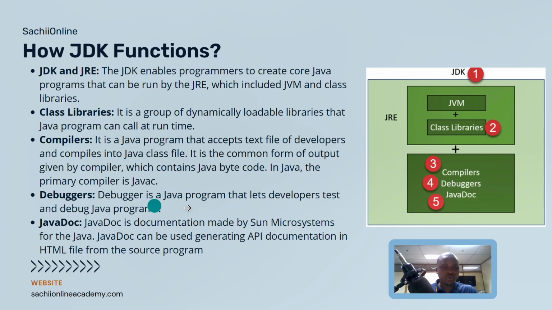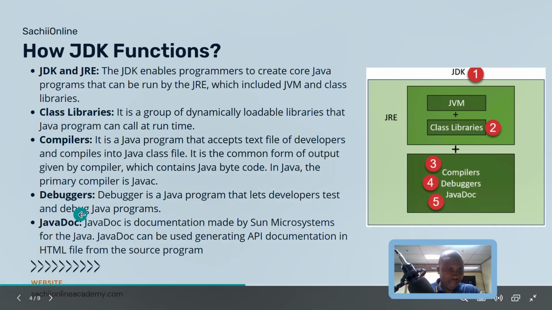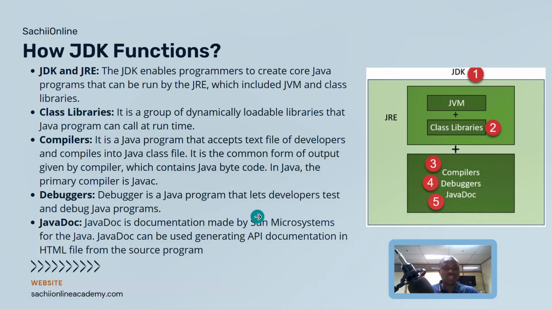And then we have got the debuggers. The debugger is a Java program that lets developers test and debug Java programs. And then we've got the Javadoc here. The Javadoc is documentation made by Sun Microsystems for Java. So I think that's what you want to know on the Java JDK.